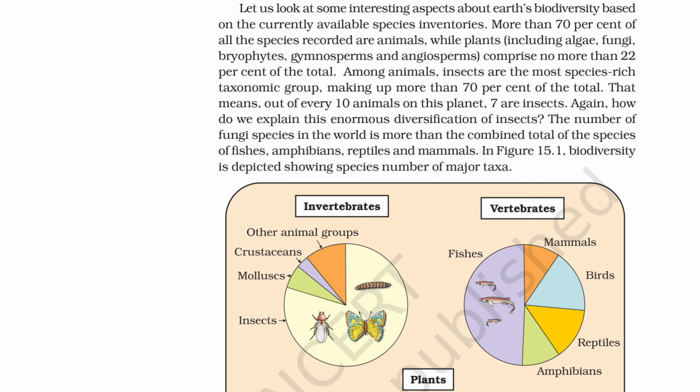Again, how do we explain this enormous diversification of insects? The number of fungi species in the world is more than the combined total of the species of fishes, amphibians, reptiles and mammals.